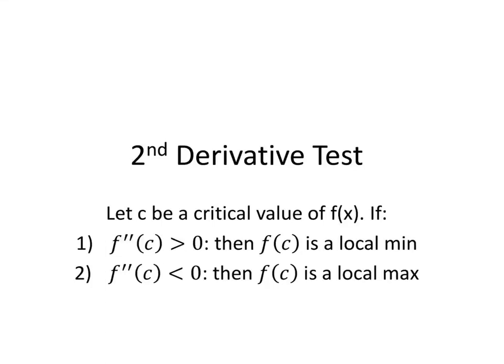The second derivative test is another way to determine if a critical value is a local maximum or a local minimum. You might also be familiar with the first derivative test, which allows you to draw similar conclusions using the first derivative, but this one will involve the second derivative.